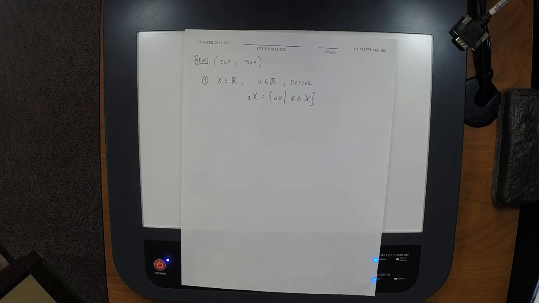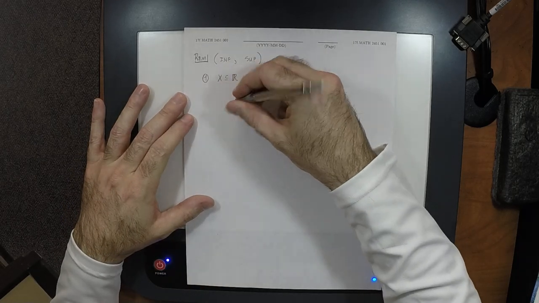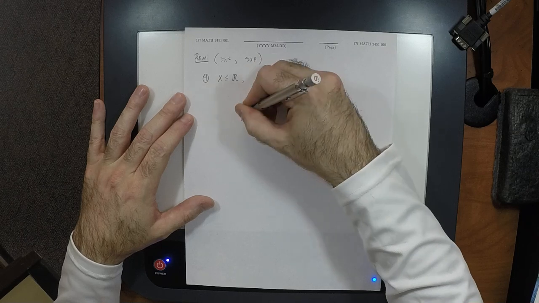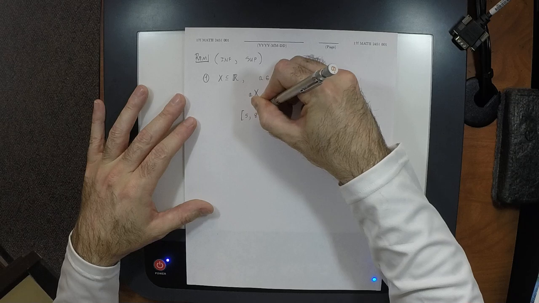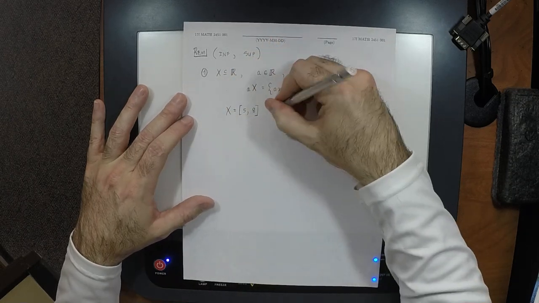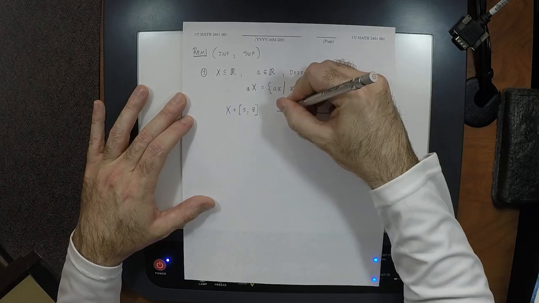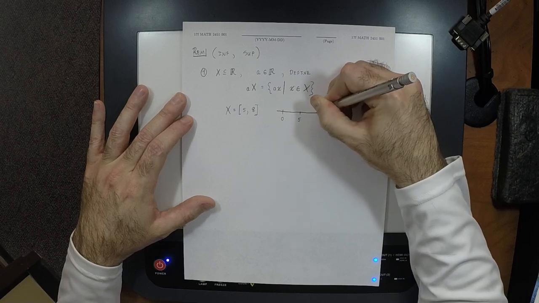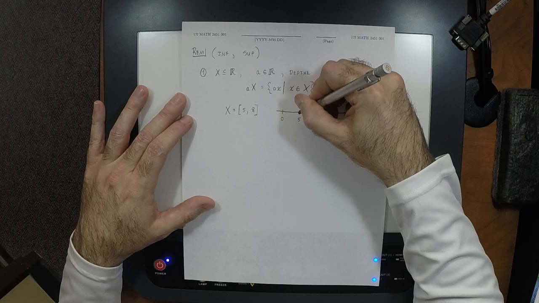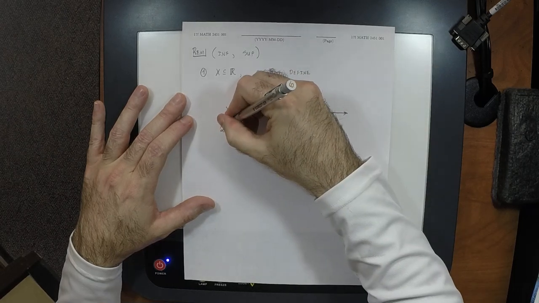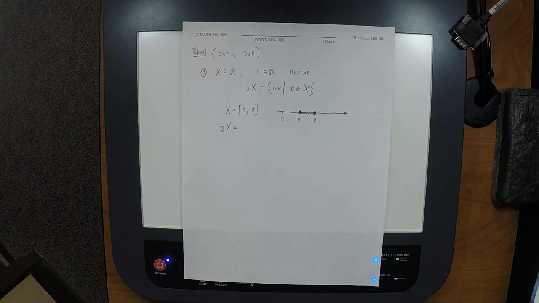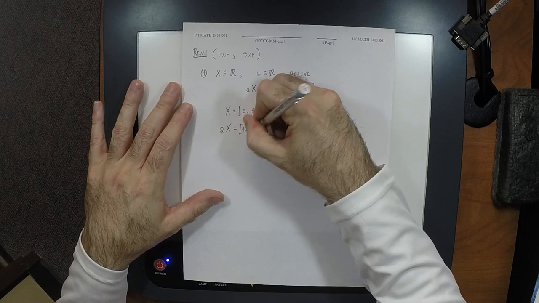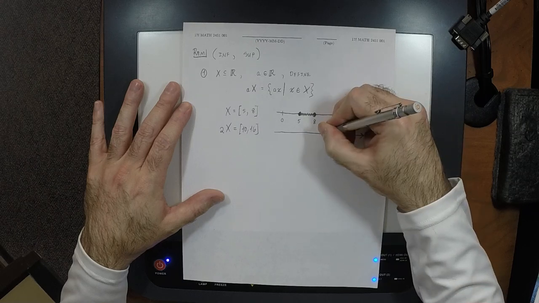So what that means is that when I say a scalar times a set, for example, if we had some set and I said twice that set, what I mean is take all of the elements in that set and multiply them by 2. So for example, if we had the set, say, 5 to 8, then we could plot it like so. If this is 0, 5 to 8. Then what would 2X be? 10 to 16. Something like this.